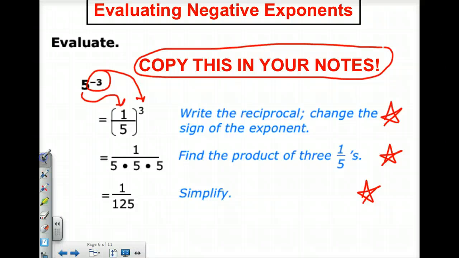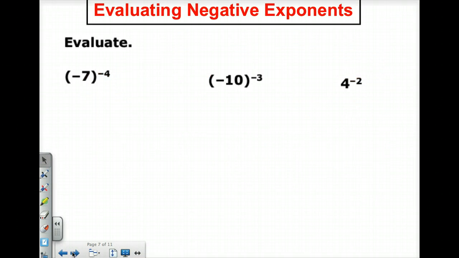Let's try a few on our own. Our first problem we are going to try is -7 to the -4th power. Write your base as its reciprocal. Now that is a -1/7. I know that's very difficult for you guys to read. I'll try to fix that. There we go. -1/7. We need to multiply -1/7 times itself 4 times.